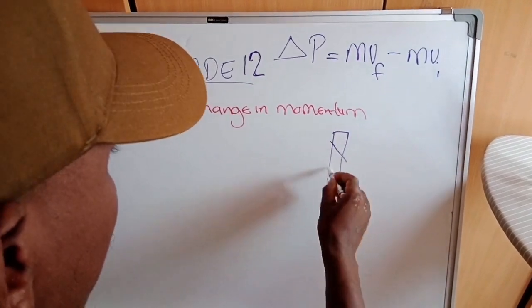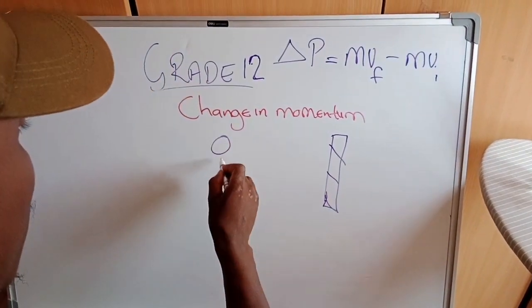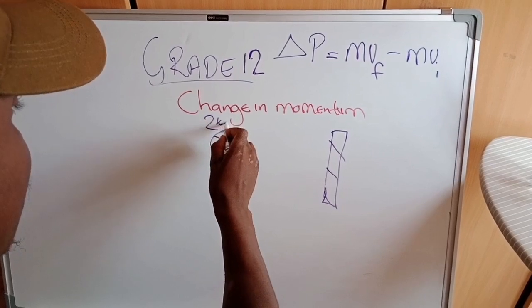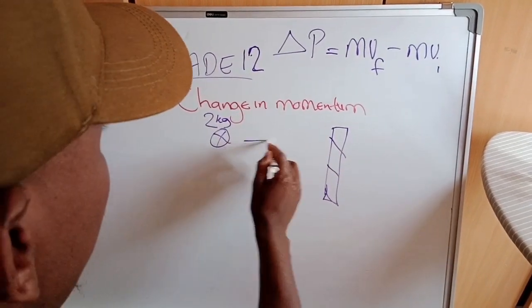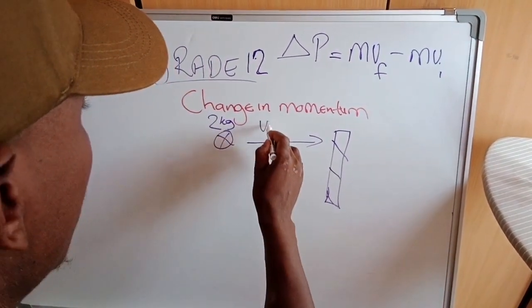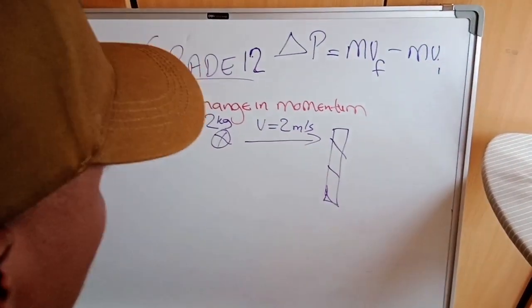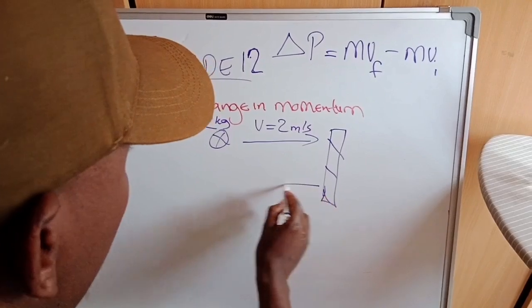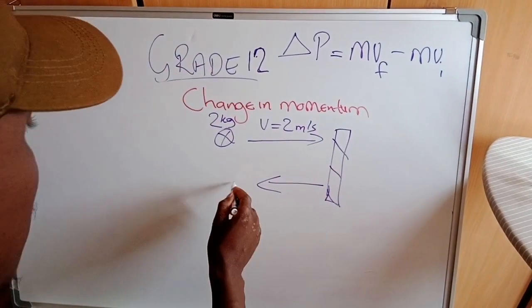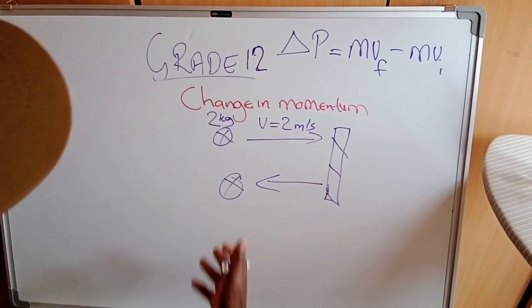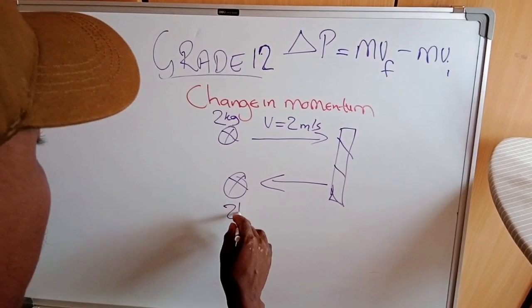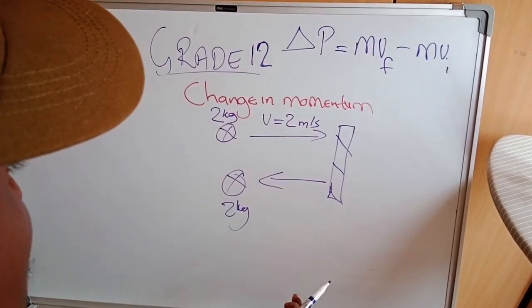So let's take a look at an example. We have this ball, right? It's 2 kg in mass and is traveling to the right with a velocity of, let's say, 2 meters per second. Our ball will hit the wall and bounce back. Remember, mass is not lost, so our ball is still 2 kg, but its velocity changes.